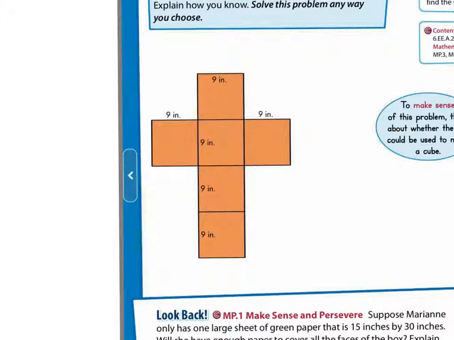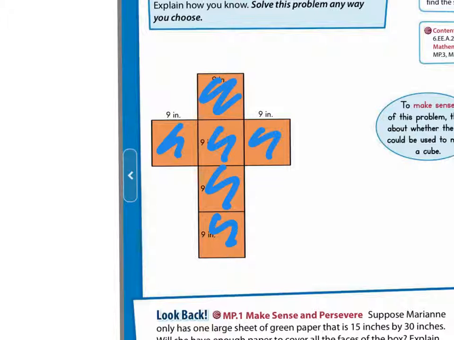Here's a net, and if we need to find the surface area of this net, we want to know how much space the outside of this object takes up. So we have to find the area of each individual shape. If I notice that these are all squares, then I can see that the dimensions are 9 inches by 9 inches. So I know that the area of each one of these pieces is 81 square inches.